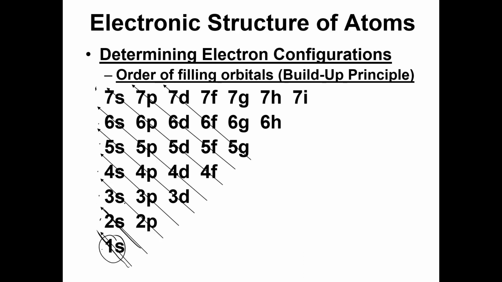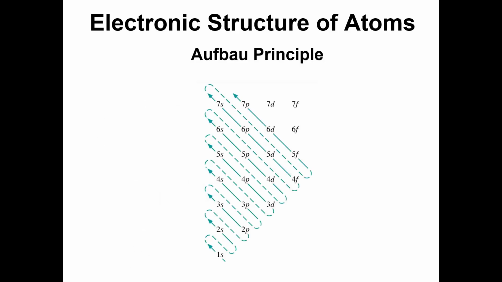The 1s fills first, then the 2s, then the 2p, then the 3s, then the 3p, 4s, and after the 4s is the 3d. This is how you remember, because of that discrepancy, by drawing this little chart up and down, right? So that's one way to do it, or you memorize it. This is just another way this is written.